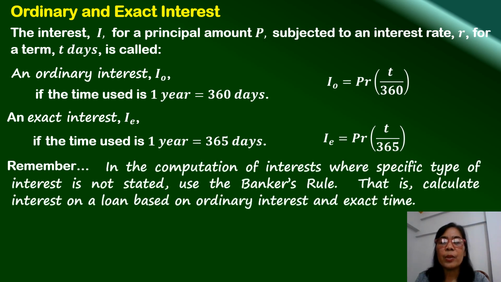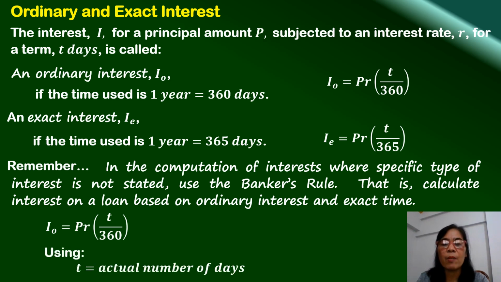Remember, in the computation of interest, where a specific type of interest is not stated, that is either ordinary or exact interest, you have to use the banker's rule. That is, you calculate the interest on a loan based on ordinary interest and exact time. So we use I sub O is equal to the principal amount times the rate times the actual number of days divided by 360.